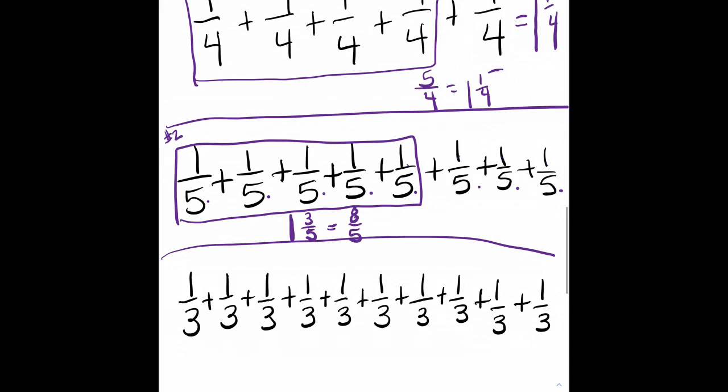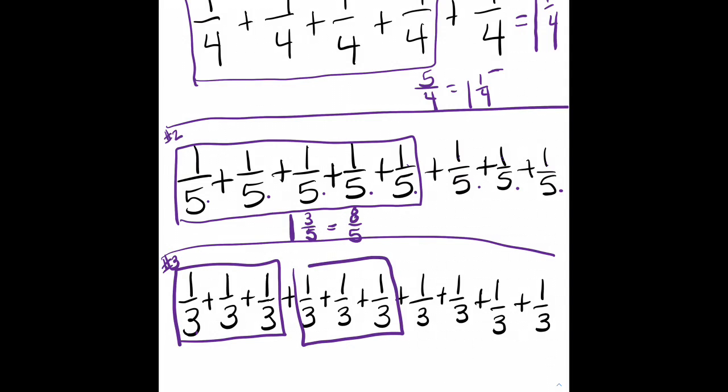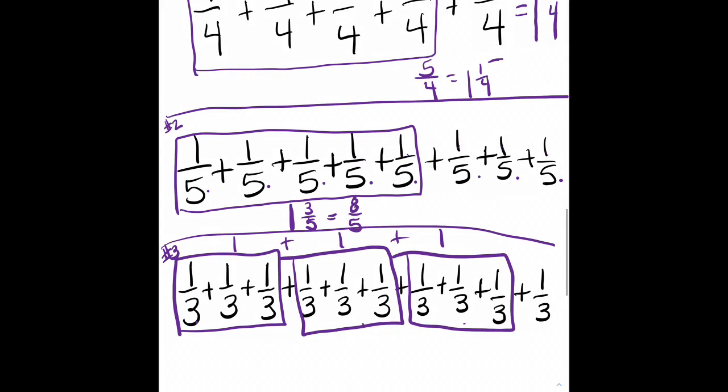Okay. Oh, wow. Number 3, I have an awful lot of thirds here for us. So let's look at this. Again, my denominator's 3, so I'm going to put a box around every 3 fractions. Okay, so I have 1, 2, 3. 1, 2, 3. So that's going to give me 3 wholes, and I have 1 fraction left over, 1/3. So that's going to equal the improper fraction 3, 6, 9, 10, 10/3.